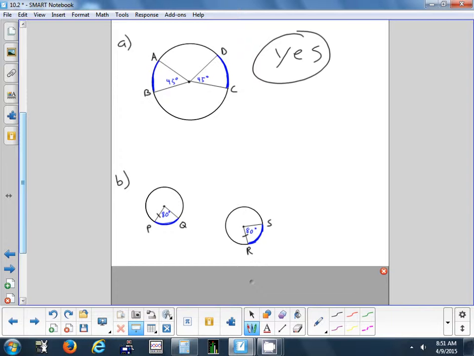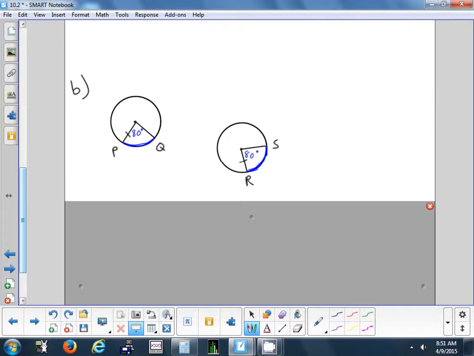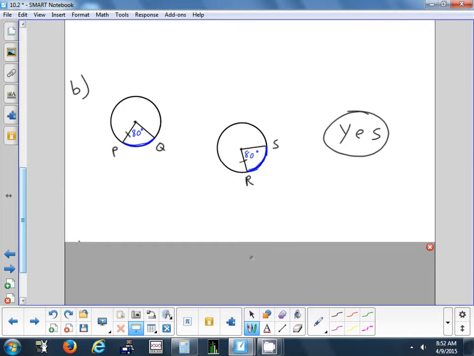Okay, this one. Are we dealing with the same circle? No. Are we dealing with congruent circles? Yes. I've marked the radius congruent in each circle. That's all you need to know to prove a circle congruent. Same radius. Okay, so we've met the first one. Congruent circles. Do they have the same measure? Yes. Then those are congruent.